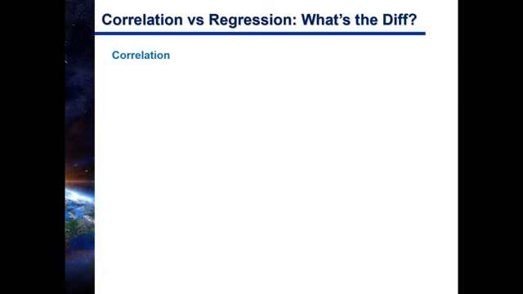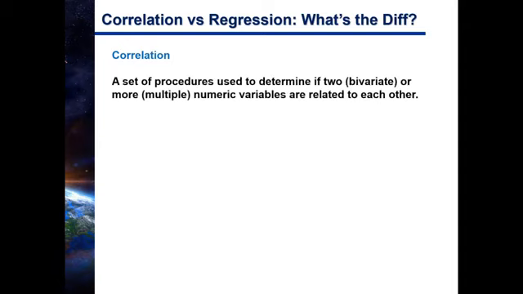So one of the first things I want to do now is explain the difference between correlation and regression. One builds on the other. The first one that you need to know about is correlation. And just to give a quick definition for correlation, it refers to a set of procedures that we use to determine if two or more numeric variables are related to each other. So let's take this apart. First of all, there has to be at least two variables. Right? There can be 3 or 4 or 5. If we have just two variables, it's called bivariate correlation. And if we have 3, 4, 5 or more variables, then it's called multiple correlation.